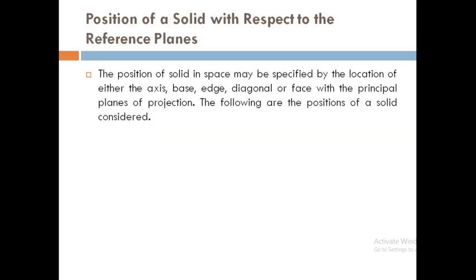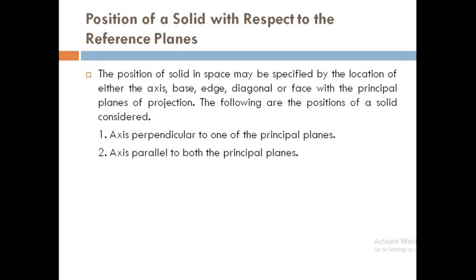And the position of solid with respect to the reference plane. The position of solid in space may be specified by the location of either the axis or a base or an edge, diagonal or a face with principal plane of projection. The following are the positions of a solid that can be considered. One is the axis perpendicular to one principal plane, that is axis perpendicular to HP and parallel to VP, or axis perpendicular to VP and parallel to HP.